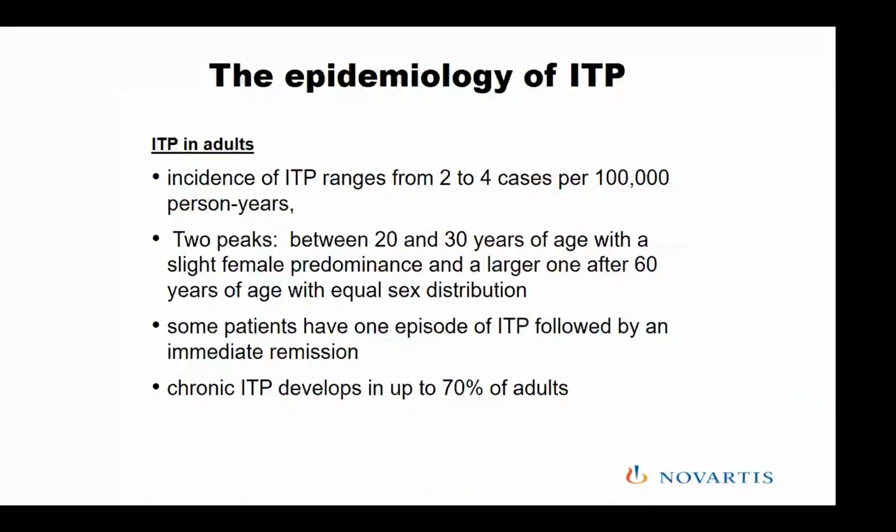The epidemiology of ITP: the incidence ranges from 2 to 4 cases per 100,000 persons per year. We have 2 peaks. The first is between 20 and 30 years of age, with female predominance, and a larger peak after 60 years of age with equal sex distribution. Some patients have 1 episode of ITP followed by remission, while approximately 70 to 80% have chronic ITP.